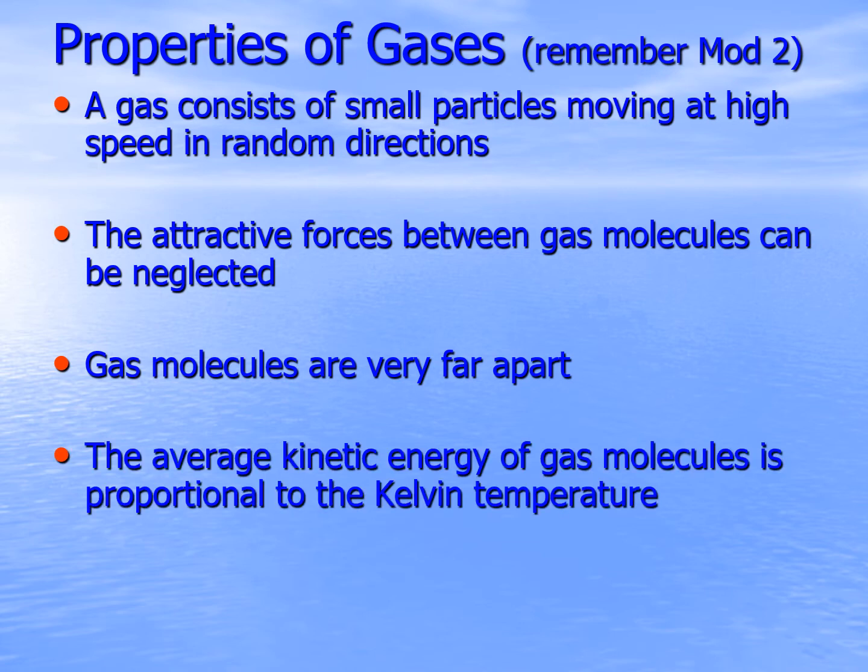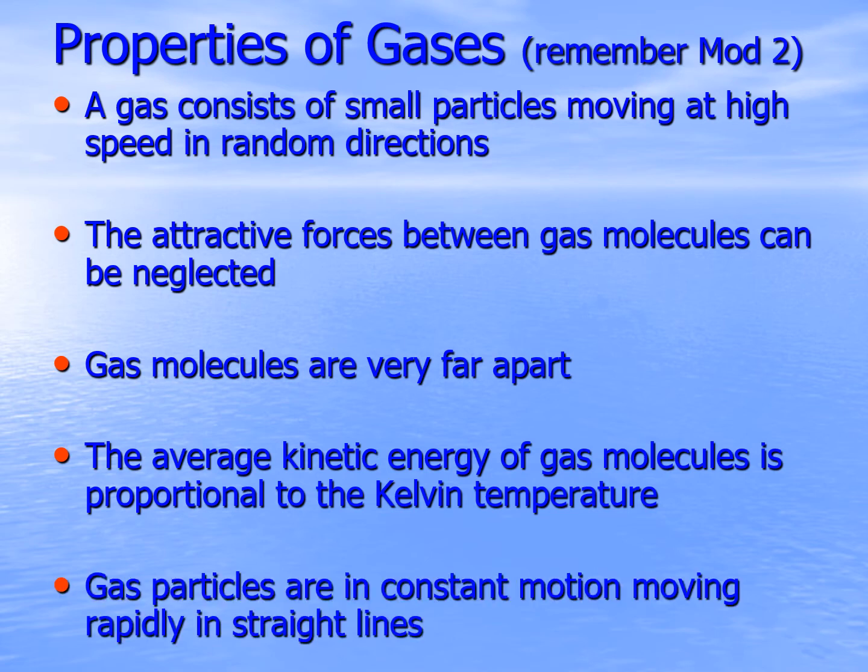The average kinetic energy of the gas molecules is proportional to their Kelvin temperature. If you double the Kelvin temperature, you double the average kinetic energy. The particles will be moving rapidly in constant motion in straight lines until they hit something, and then they'll bounce off and continue to be traveling in straight lines.